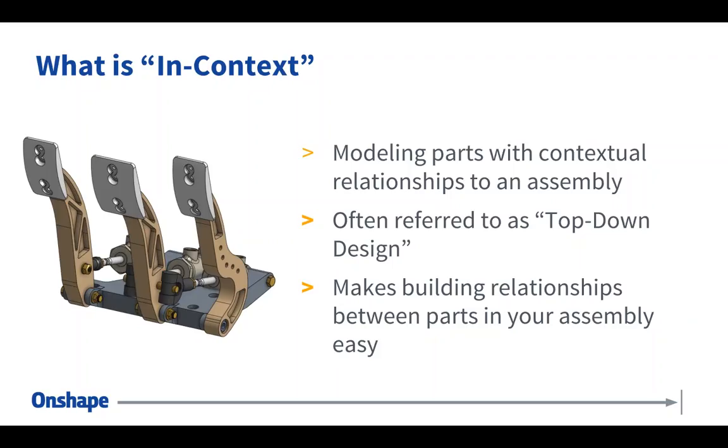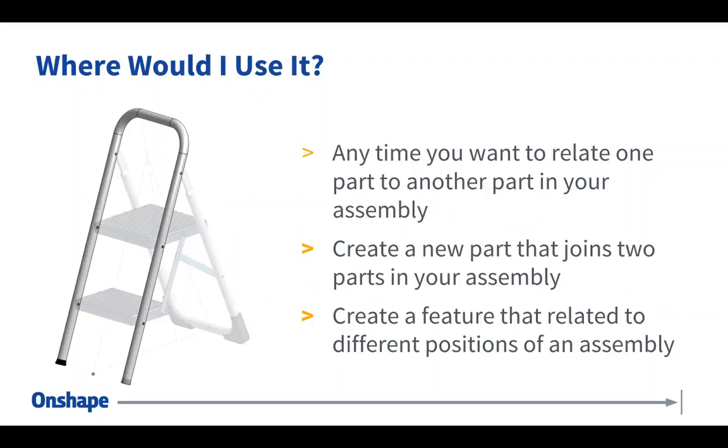Okay, so just consider the fact, you have a design, moving parts, and they all have relationships that need to be defined relative to one another. So that's a short intro into in-context. Now, where would I use this? Well, again, anytime you want to relate one part to another in your assembly, and that's an important caveat there. You can relate one part to another if they're both in the same part studio very easily. But if you want to relate a part in your assembly to another part in your assembly, then you'll need in-context design. Now, you can also create a new part that joins two parts in your assembly.